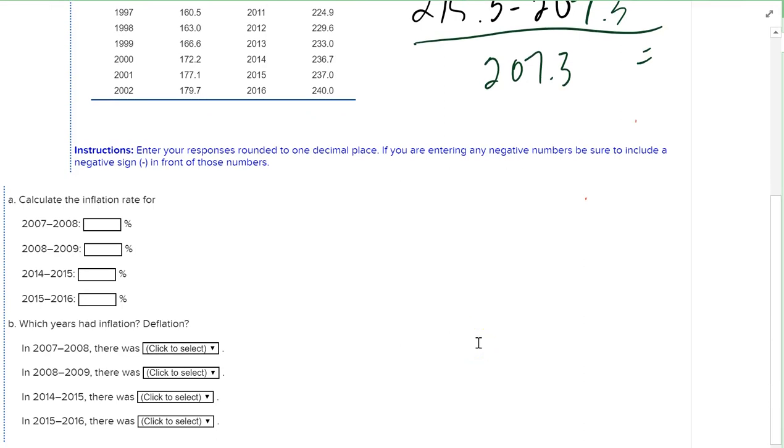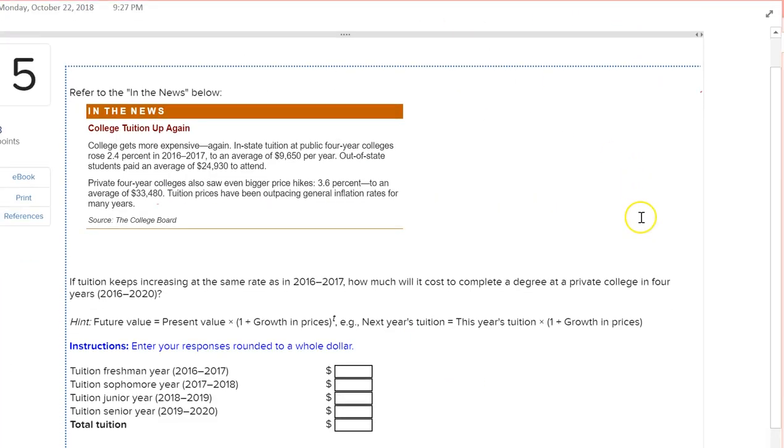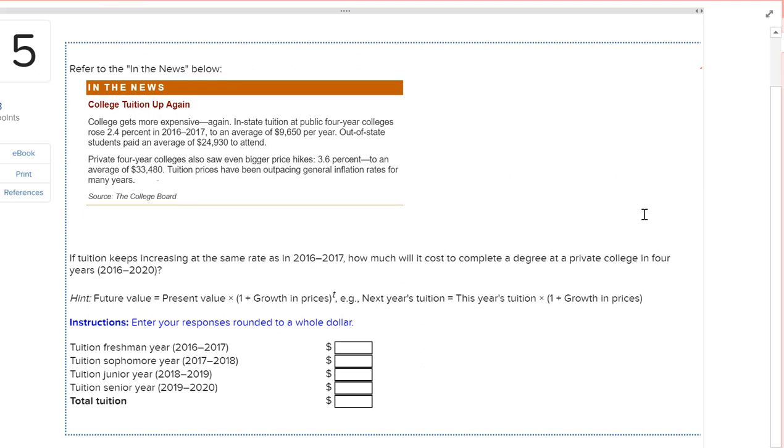And then the last part here, part B, asks us to recognize that a positive change is inflation and a negative change is deflation. So that's really just definitions of it. Number 4 is asking us to calculate inflation. However, it's a steady rate of growth of the value of something.